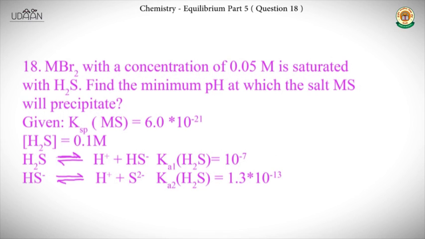So now we come to question number 18, and it says MR2 with a concentration of 0.05 molar is saturated with H2S. Now we have to find the minimum pH at which the salt MS will precipitate, and we are given the Ksp for MS and that the H2S concentration is 0.5 molar, and we are given 2 reactions, the first one being H2S in equilibrium with H+ and HS-, and Ka1 for the reaction is 10^-7. And secondly, HS- in equilibrium with H+ and S2-, and Ka2 for H2S being 1.3 × 10^-13. And we have to find the minimum pH at which MS will precipitate.